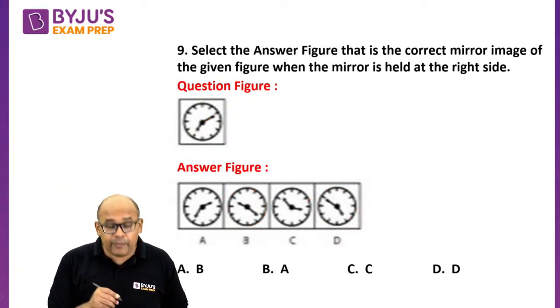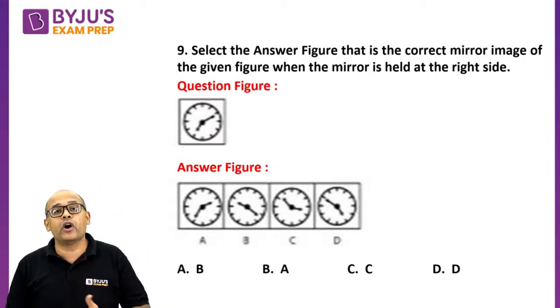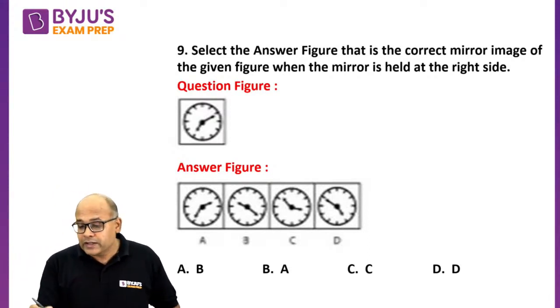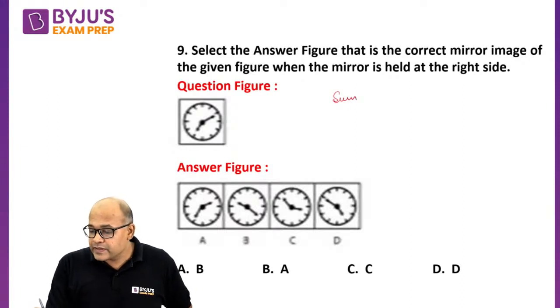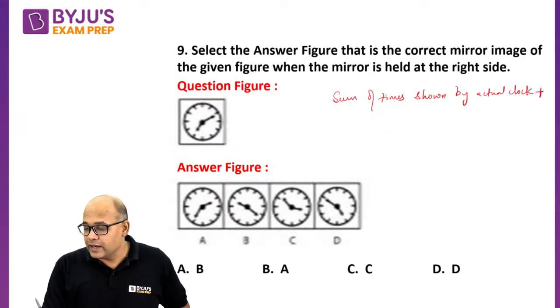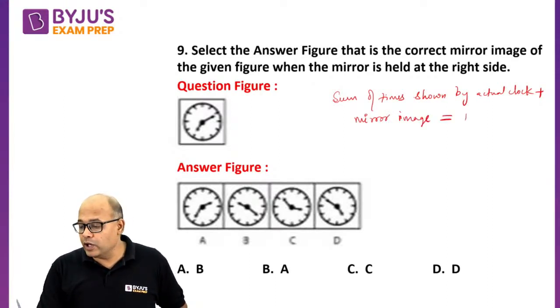Now this is one way of approach: for a mirror image, you actually draw the mirror image and find out. The other approach is using the concept of time, the concept of clocks. How many of you know this? The sum of the time shown by the actual clock plus the mirror image should always be equal to 12 hours.